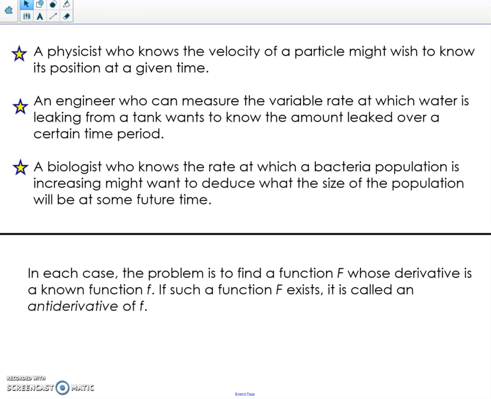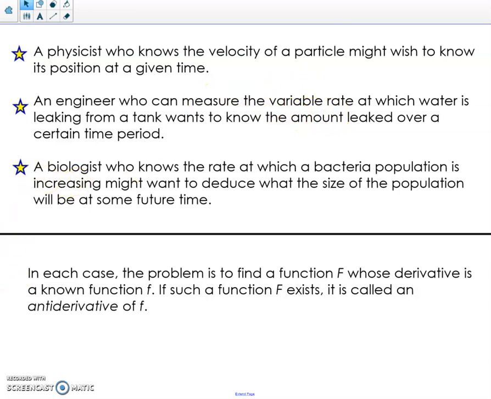Some examples of how an antiderivative is used would be a physicist who knows the velocity of a particle, which is the derivative, and might want to find its position at a given time. In order to go from a derivative to an original, we would take the antiderivative. Or an engineer who can measure the variable rate at which water is leaking from a tank. Again, rate means derivative. You want to find out the amount leaked, so that is the antiderivative.